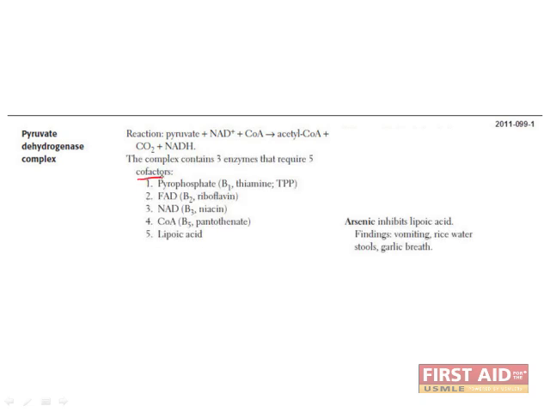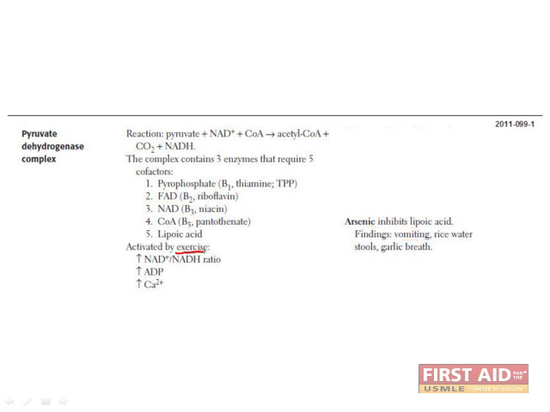The pyruvate dehydrogenase complex links glycolysis in the cytoplasm to the TCA cycle in the mitochondria. The net reaction converts pyruvate, NAD, and coenzyme A to acetyl-CoA, carbon dioxide, and NADH. The cofactors needed for this reaction include pyrophosphate, which is supplied by vitamin B1 or thiamine in the form of thiamine pyrophosphate, FAD, which is vitamin B2 or riboflavin, NAD, which is B3 or niacin, coenzyme A, which is B5 or pantothenate, and lipoic acid. The last one, lipoic acid, is inhibited by arsenic, in which case patients will have vomiting, rice water stools, and garlic breath.